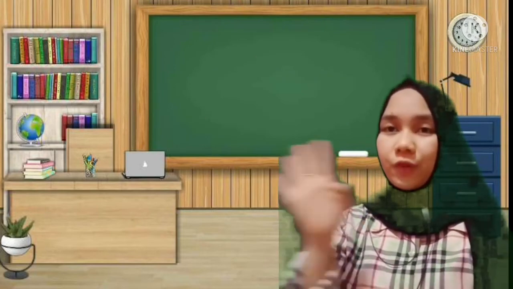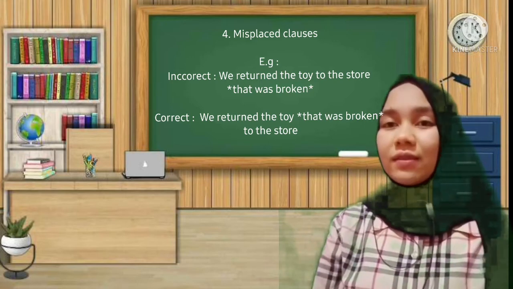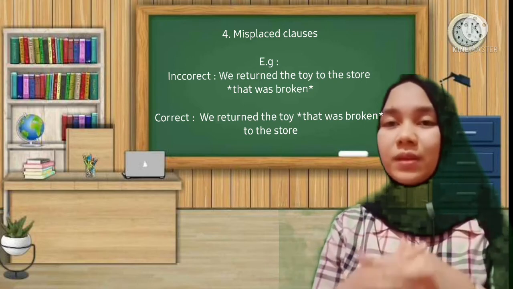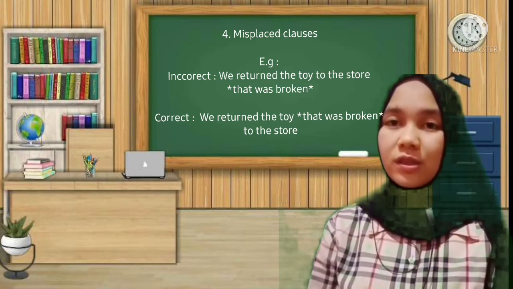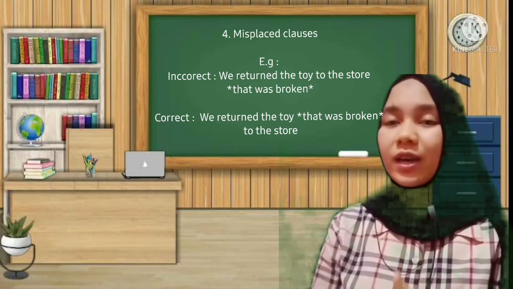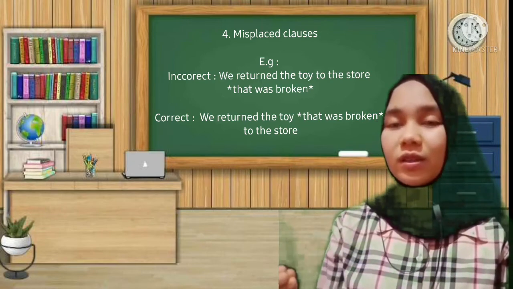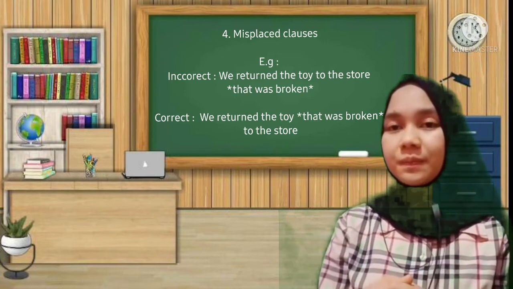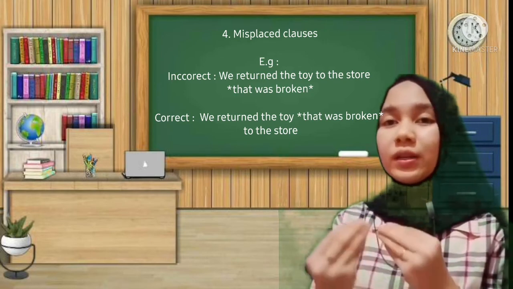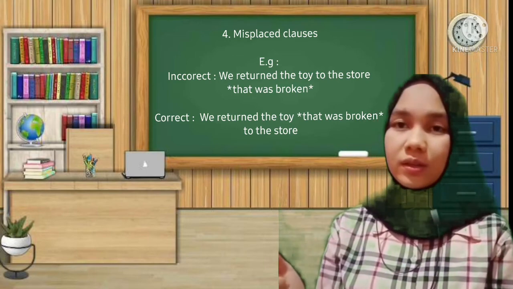Okay, the fourth is misplaced clauses. The sentence contains misplaced clauses that modify the wrong noun. To fix and clarify the meaning, we can put the clause next to the noun it is supposed to modify. For example, we returned a toy to the store that was broken.